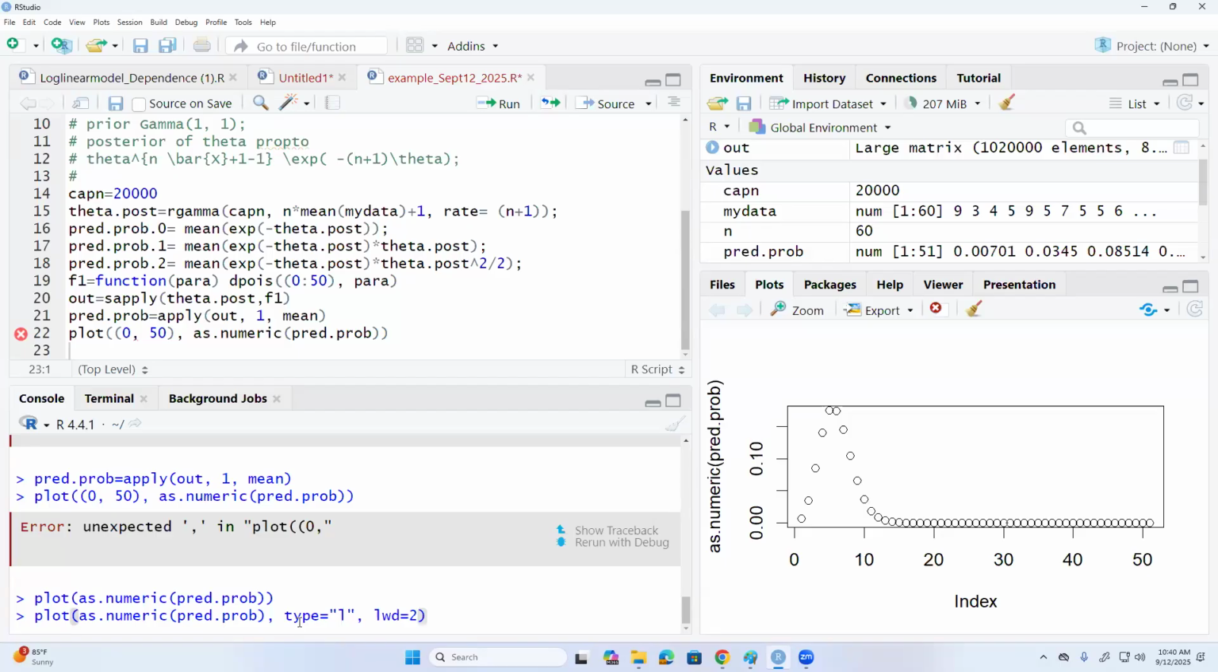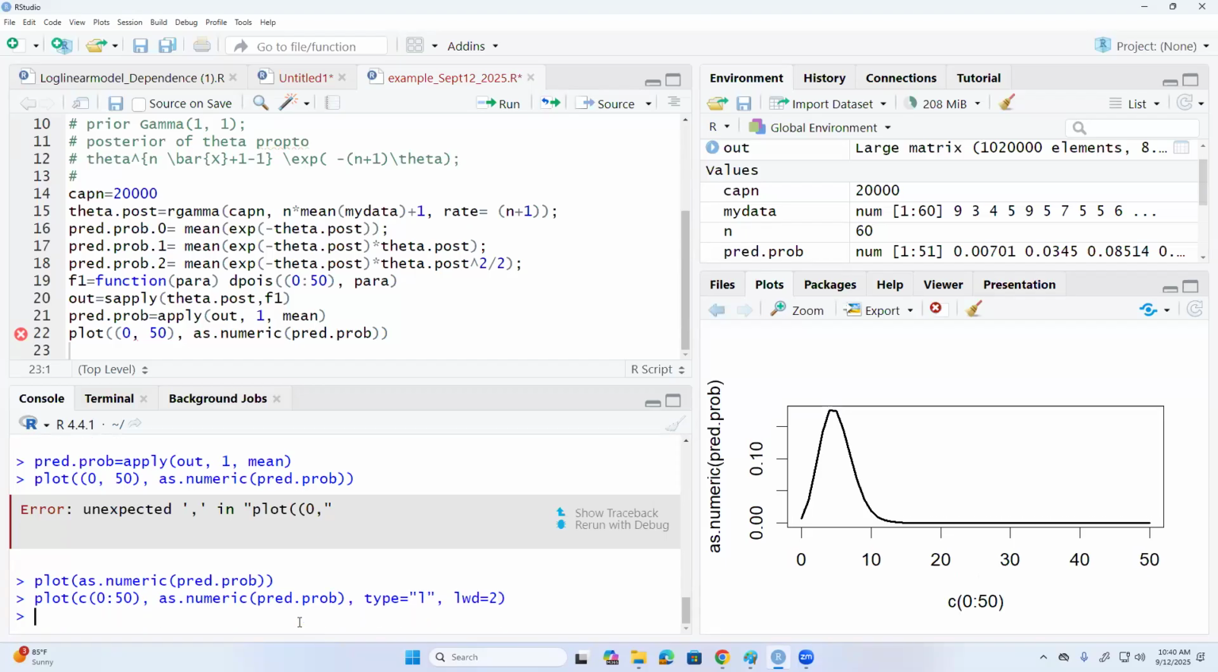Oh, I see. What I did wrong was this. Previously, when I wrote this thing within parentheses 0, 50, it did not recognize it. In R, this is the syntax thing.